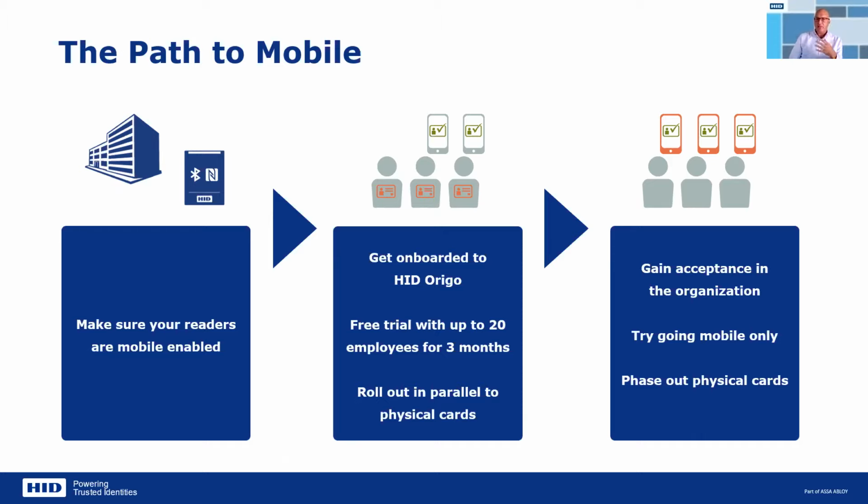You can try it, play with it, test it, and then you decide if you want to expand it and roll out in parallel to the physical cards. When you gain acceptance in the organization, you can try to go mobile only. And at a later stage, you can phase out physical cards if you decide so.